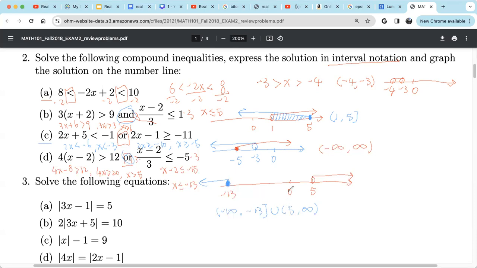Okay, that's 1 and 2. And I'm going to take a break, then keep going with number 3.